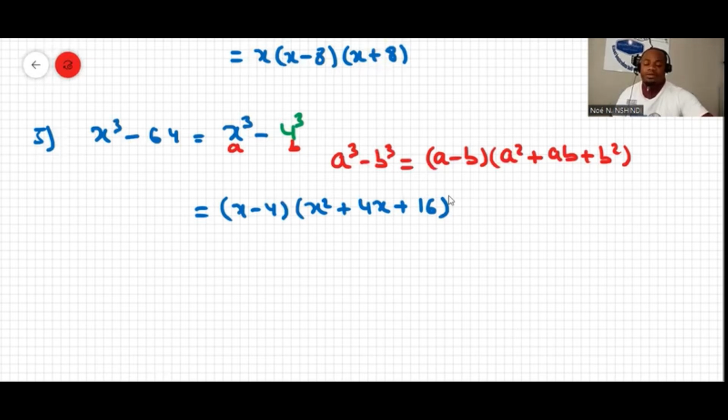Now, note that this part cannot be broken down. This is always a prime expression. We cannot factorize this, a prime quadratic expression.